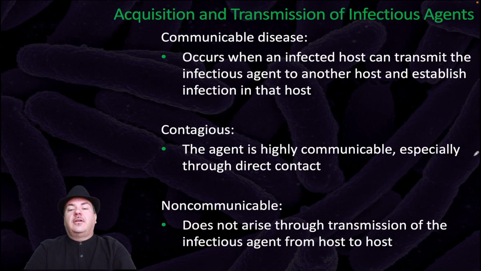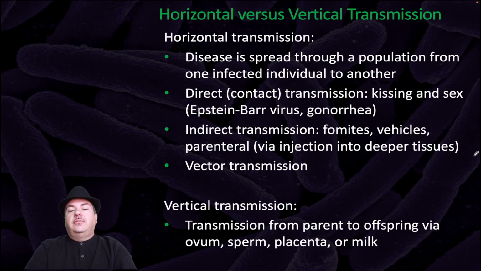Communicable disease occurs when an infected host can transmit the infectious agent to another host and establish infection in that host. Contagious means the agent is highly communicable, especially through direct contact. Non-communicable does not arise through transmission of the infectious agent from host to host. Horizontal transmission is where the disease is spread through a population from one infected individual to another.